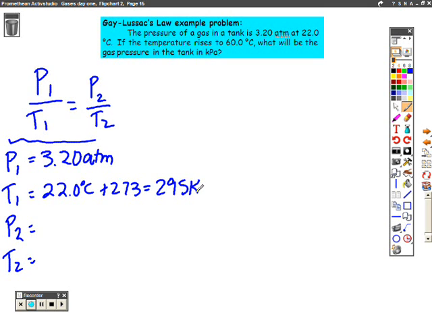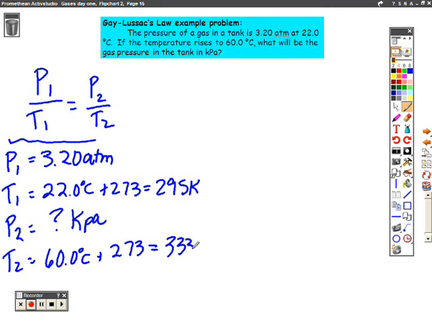The pressure is what it's asking for, but it wants it in kPa's. If the new temperature was increased to 60 degrees, again, we must convert our temperature to Kelvin by adding 273. That will give me a Kelvin temperature of 333.